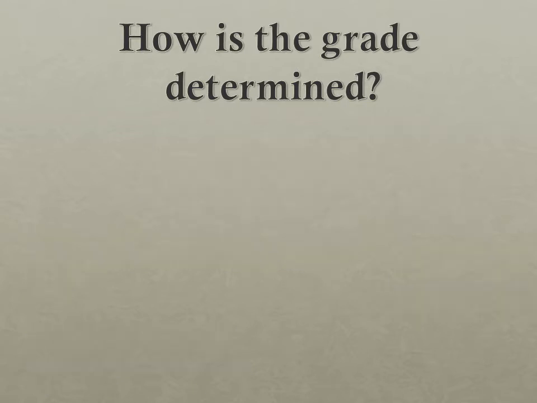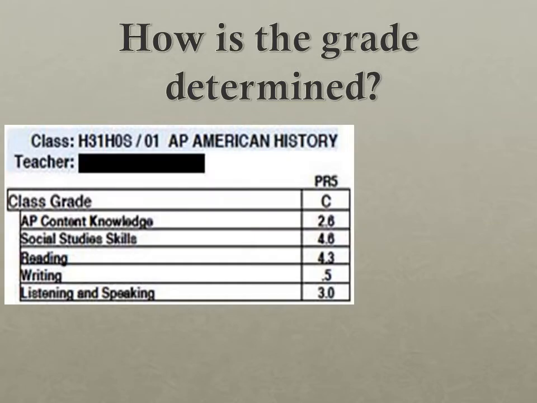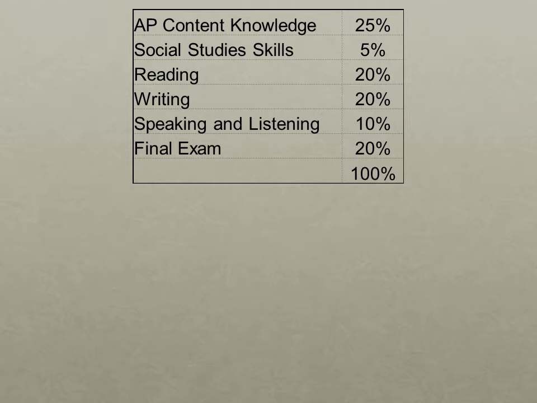Each class is broken down by skills. These skills are related to the college and career readiness standards and are determined by teams of teachers. In this example, AP American History, there are 5 skills that make up the class. These include AP Content Knowledge, Social Studies skills, reading, writing, and finally listening and speaking. The team of teachers then further break down the skills and give each skill a weight in the class. Here, AP Content Knowledge is 25%, Social Studies skills 5%, reading 20%, writing 20%, listening and speaking 10%, and the final exam is 20%.